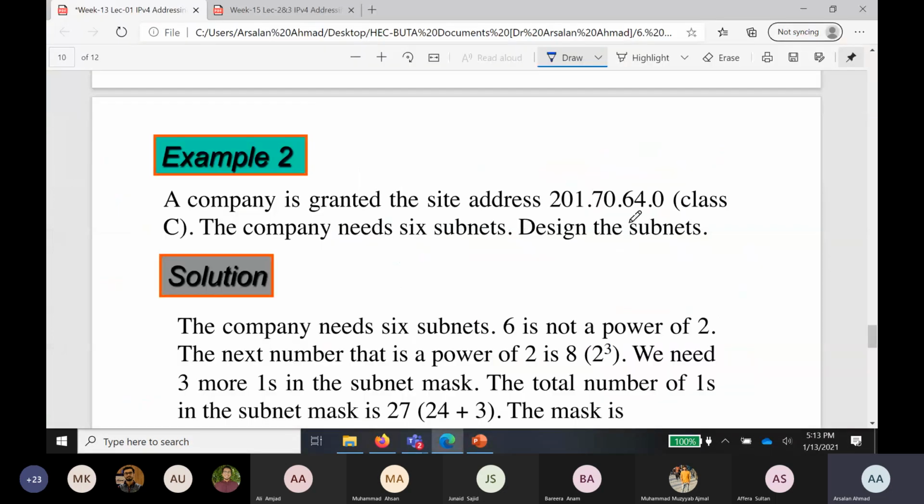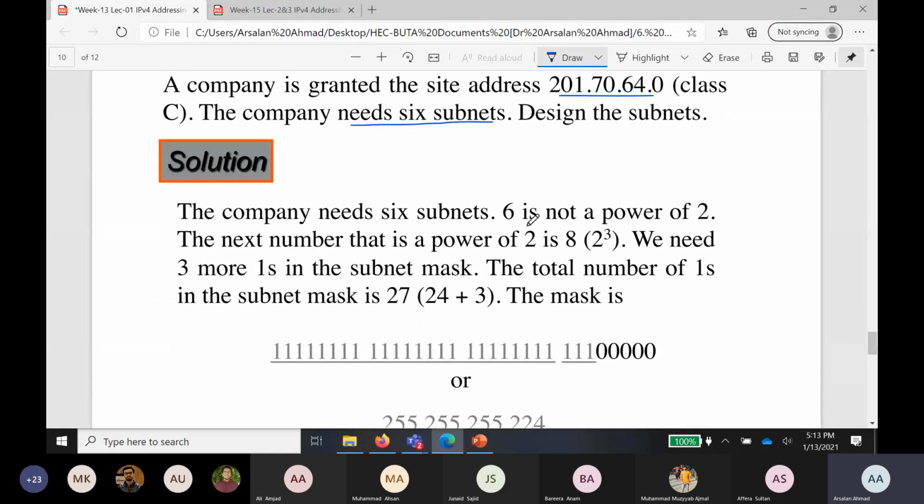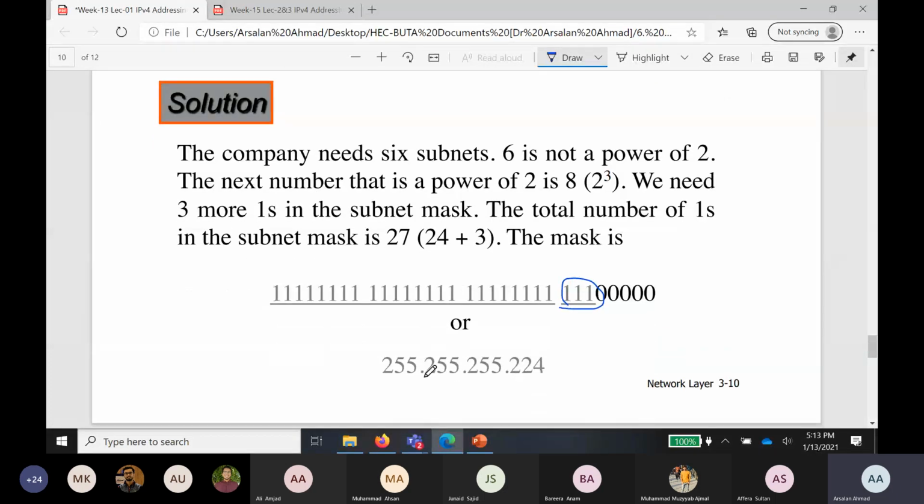In this example, we have a class C address, which is this one, and the company needs 6 subnets, so we designed those subnets. We borrowed 3 bits, because to design 6 subnets we need to borrow these 3 bits from the host ID portion, and our new subnet mask becomes this because we extended the ones.